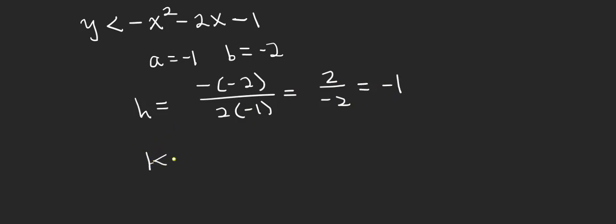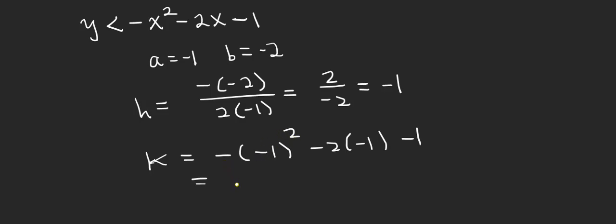What about k? How do we find the value of k? Well, we've got to substitute negative 1 instead of x. We end up getting, be careful over here, this is going to be positive 1, but there's a negative. So negative 1 plus 2 minus 1, and you end up getting 0. So we know that our vertex is going to be negative 1, comma 0.